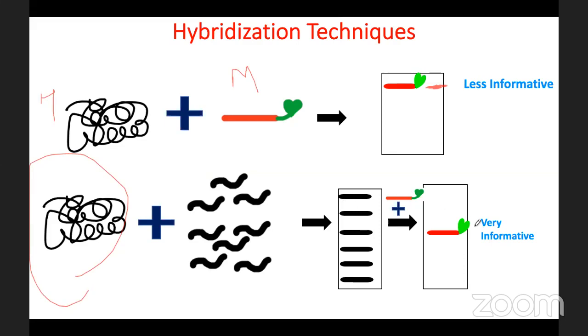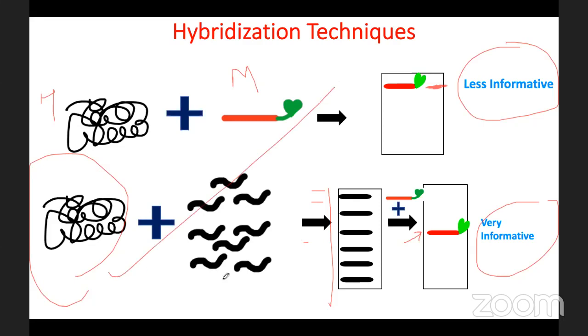So now it becomes informative, because in this case you are getting the size also. What is the exact size? Because if you run a marker, a ladder here, marker means DNA fragments for which the sizes are known, you can easily infer the size also. So it becomes very informative. Both situations can be followed, but if you go the second way, it becomes very informative.